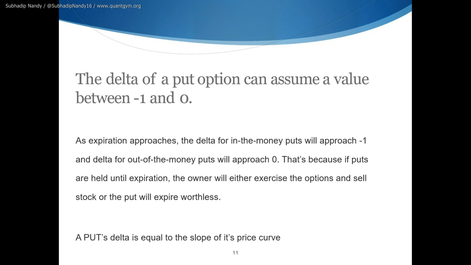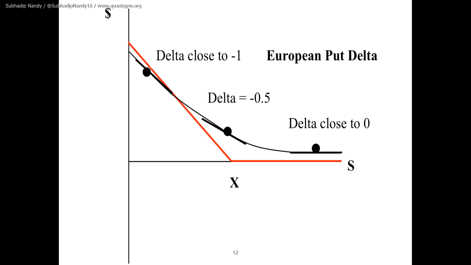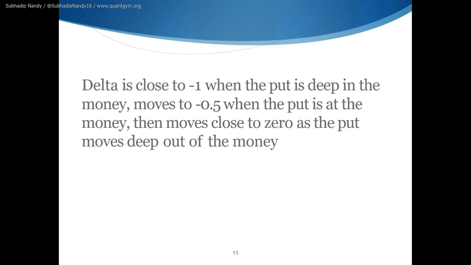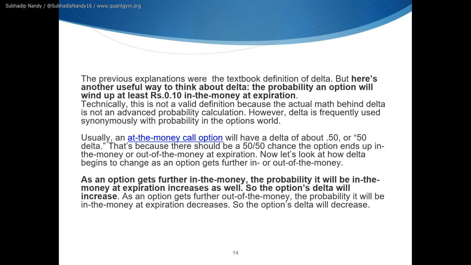Now, put delta is also equal to the slope of its price curve. Same thing. If the put is out of the money, delta is close to 0. If the put is at the money, delta is 0.5. If the put is deep in the money, delta is close to -1. So delta is close to -1 when the put is deep in the money, moves to -0.5 when the put is at the money, and moves close to 0 as the put moves deep out of the money. So this is how delta functions in a put.